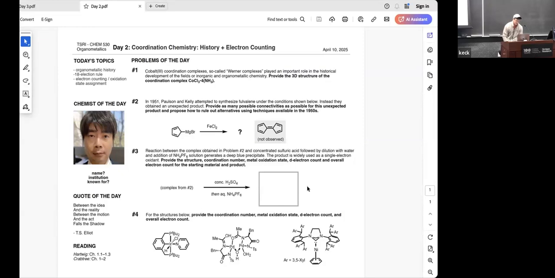It's an electron counting exercise for 3 different late transition metals, a third row metal, a second row metal, and a first row metal, respectively. So I'll leave this up. I'll give you a minute or 2 to think about it, and then we'll jump right in.